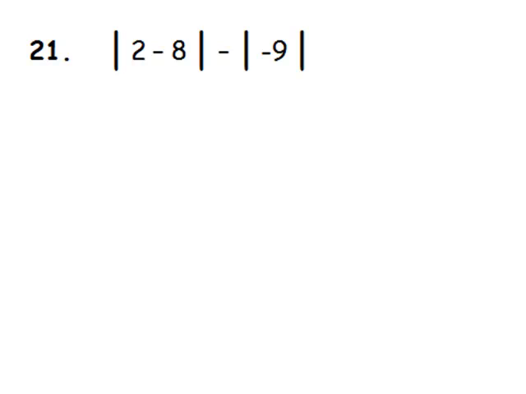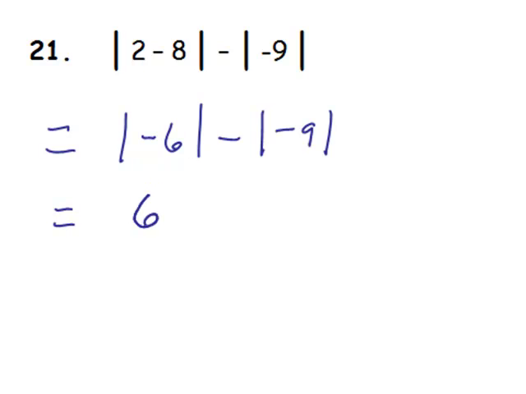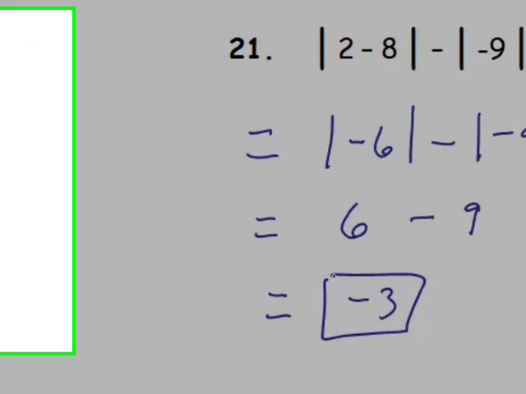Number 21. First thing we must do is work inside the first absolute value bars. 2 minus 8 is negative 6 minus absolute value of negative 9. Now I'm going to apply the absolute value to each of these. Absolute value of negative 6 is positive 6, minus is unaffected by this. Absolute value of negative 9 is 9. And now we're simply left with 6 minus 9, which is negative 3.